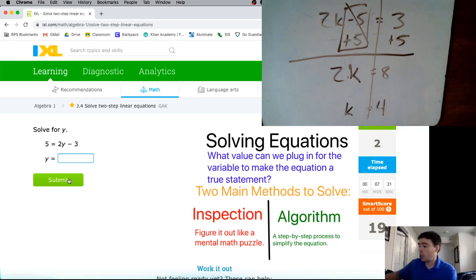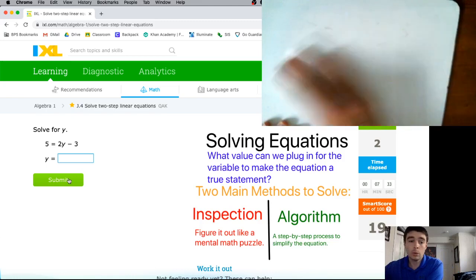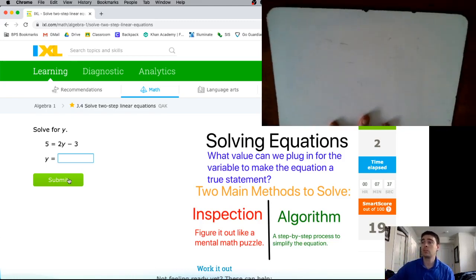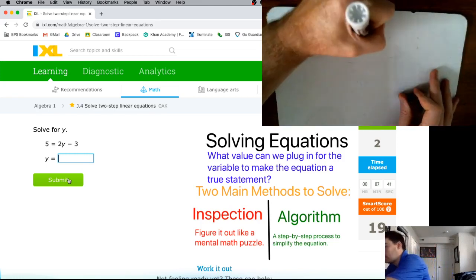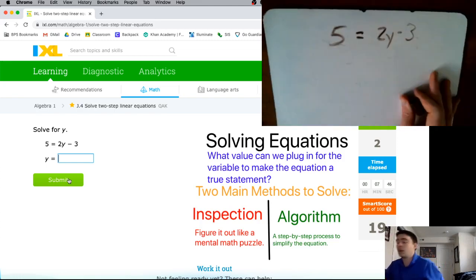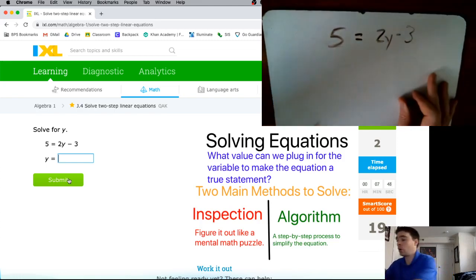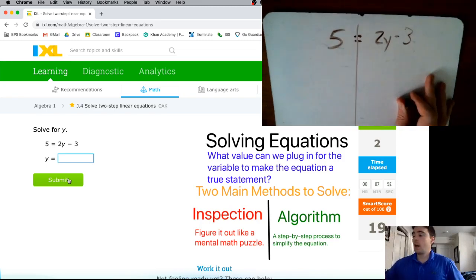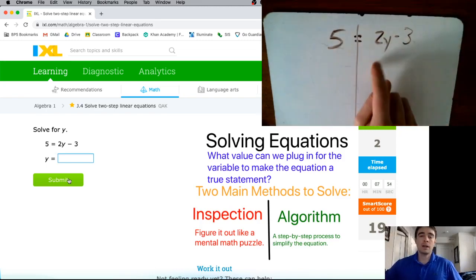Okay, this time our equation says 5 is equal to 2y minus 3. We'll just keep running on the whiteboard for these here. So if 5 equals 2y minus 3, I'm going to again write my equation out. That's how I start every equation I want to solve. I'm going to draw the river, or my line, through the equal sign quickly. And now I can see this time the variable, the y, is located on the right side of the equation. It says 2 times y minus 3.